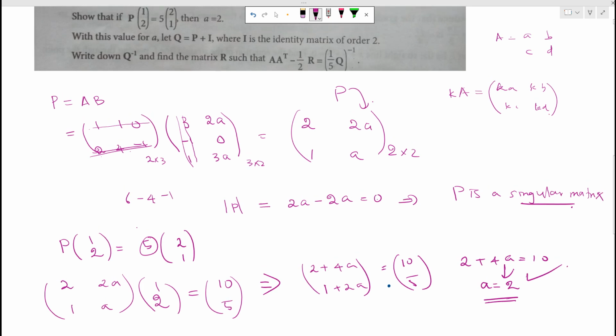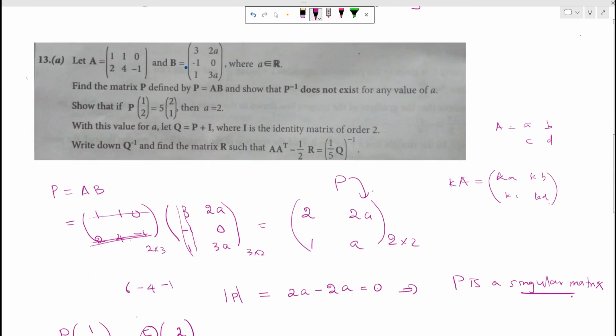Now with this value, we have to substitute the values in the matrix. Let me just erase all this stuff.